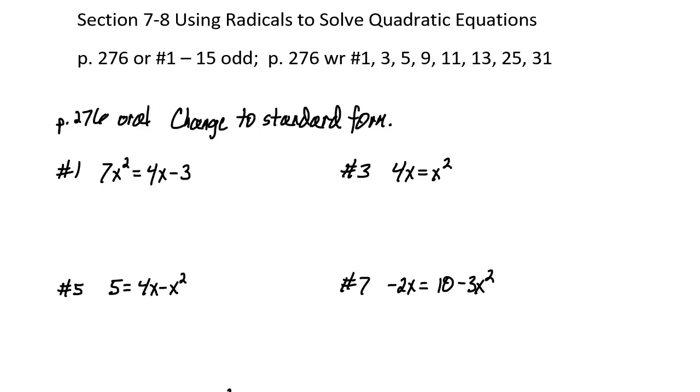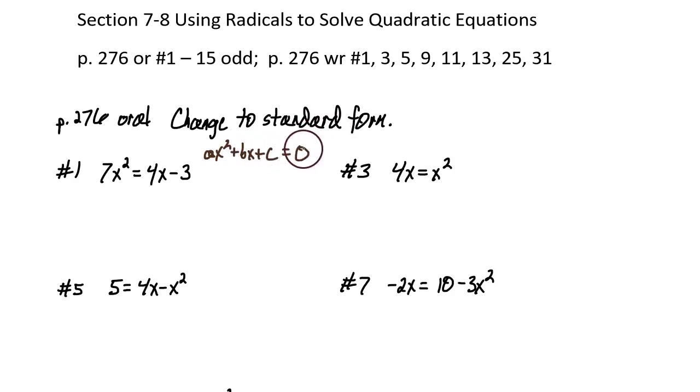Here are the answers for section 7-8. On page 276 oral, we're asked to change these into standard form. So standard form of a quadratic equation is ax squared plus bx plus c equals 0.